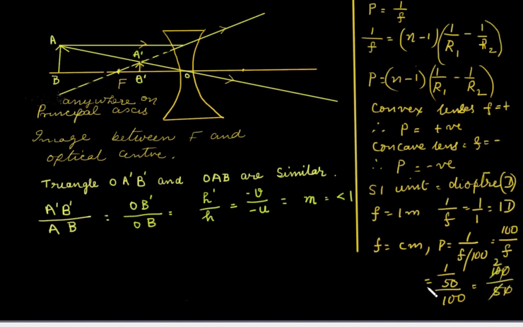So from this we can understand that when focal length decreases, power increases. Even here you can understand that 1 by f. When f is small, power is great. I hope these points are clear.